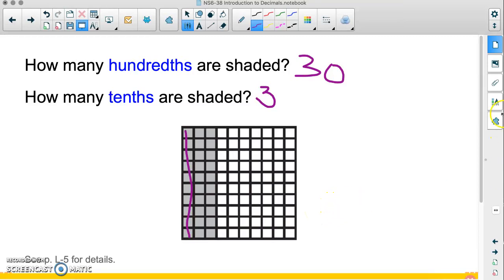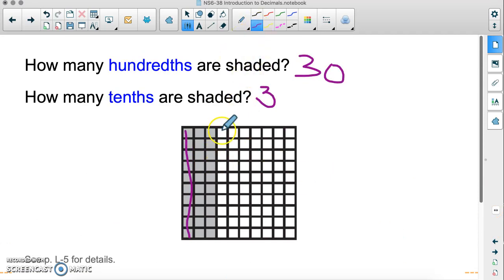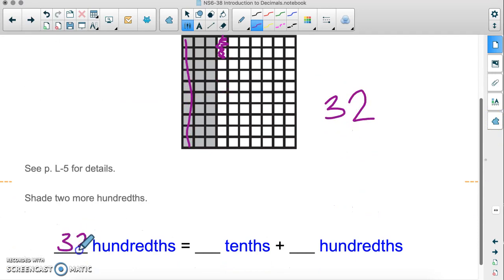Now, if I shade two more of these blocks, so say I shade here and here, how many hundredths are shaded? Well, we would have 32 hundredths shaded now. So I have 32 hundredths. This is the same as saying 3 tenths, because you have 3 columns, plus 2 hundredths, 2 cubes. So when we break this down, essentially 32 hundredths is the same as 3 tenths plus 2 hundredths.